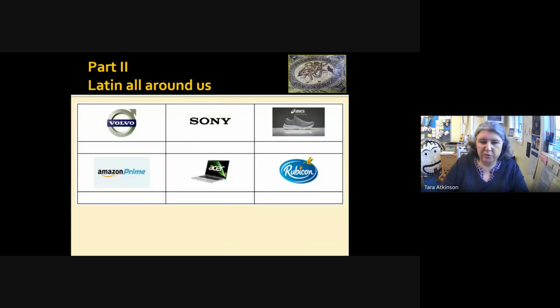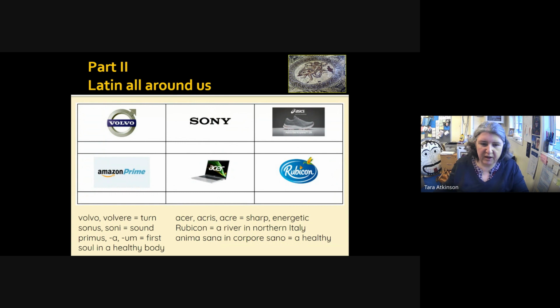We went on to look at a few more brand names. So if I put up the vocabulary, there we go. A Volvo, apparently that is just about the wheels because it means I turn. Sony from Sonus meaning sound. ASICS is a really cool one that the students don't always expect. It's simply an acronym for Anima Sana in Corpore Sano, a healthy soul and a healthy body. Amazon Prime, you get it first. So primus means first. Acer, sharp, energetic, dynamic, good word to name a computer company.